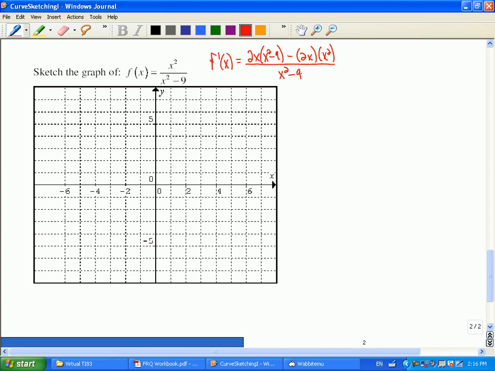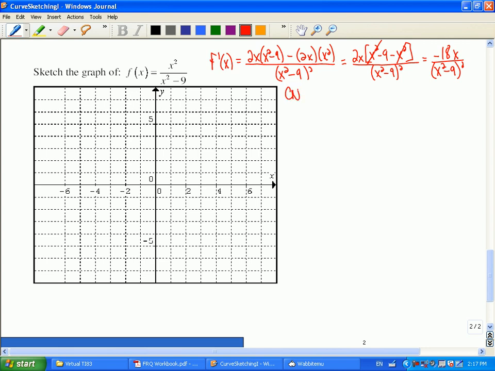So I don't know if you're getting used to this yet, but you really should try to factor as much as you can before you expand and collect. If you do that and take the 2x out, you'd have a 2x and x squared minus 9 minus x squared. Oh yes, thank you. So that means you end up with just a -9 on top because those are gone. So you'd have -18x over x squared minus 9 all squared. Okay, so that gives me some critical numbers.